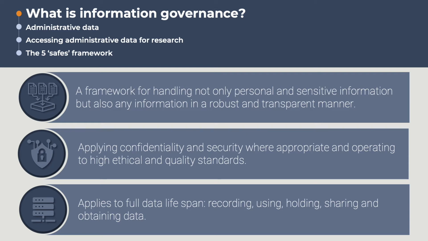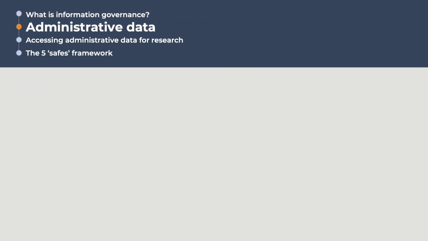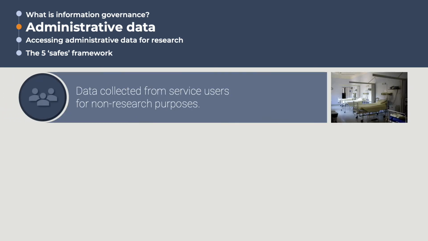Information governance applies particularly to administrative data. Administrative data are data collected from individuals as they are accessing a service, for example, for health, education, social care, tax payments, or benefits. These data are not collected for research purposes, but for reasons such as management, accounting, or measuring performance, amongst others.